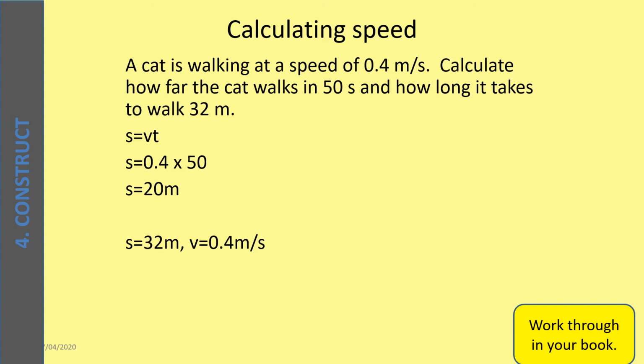So you know S and you know V. So if you rearrange your equation to give you T equals S divided by V, and you can use your formula triangle for that if you need to, substitute in the figures, and out comes your answer, 80 seconds.